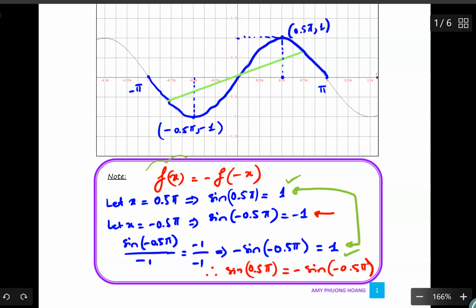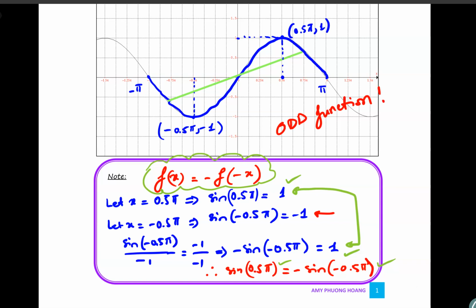So I have proven according to the definition. The definition said that given the function f(x), in this case sine of x, if I take the negative value of x, which is negative 0.5 pi, and evaluate it, and that is equal to negative f(x), then I have proven that this is an odd function. So in this case, sine is an odd function. Alright, let's move on to the even function.